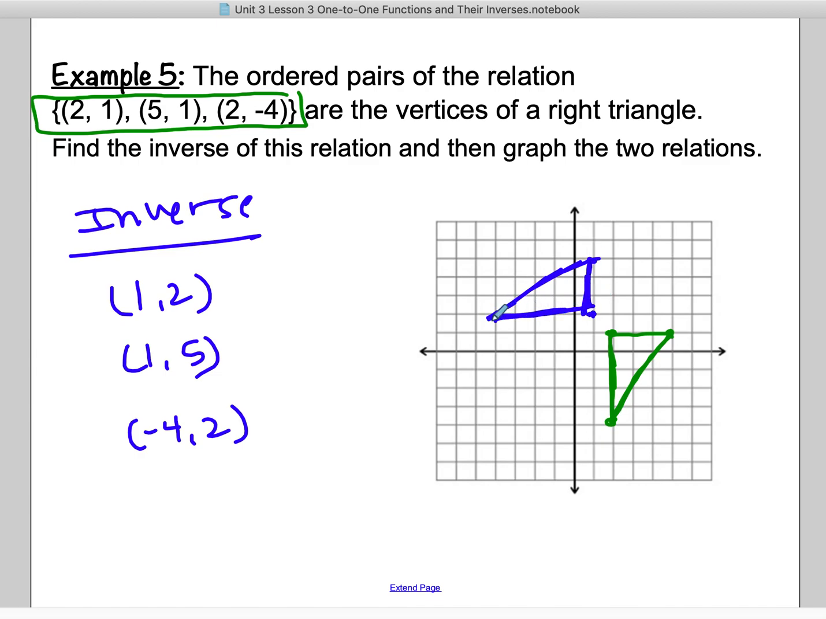Should still be a right triangle. Okay, if I could connect these perfectly, you'd see that. And they should be the same shape. Looks like I maybe got carried away here. Did I? 1, 2, 3, 4. No, we're good. Nope, they're the same.